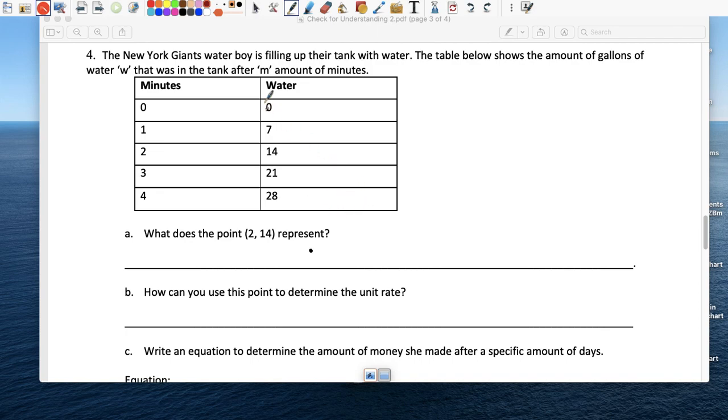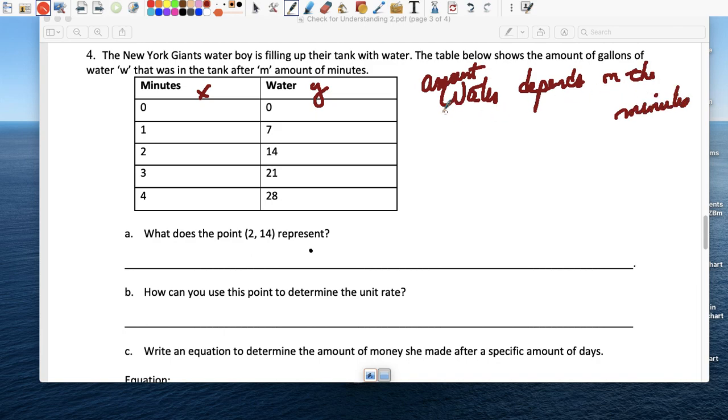The New York Giants water boy is filling up the tank. The table below shows the amount of water in the tank after a number of minutes. Okay, so that makes sense, right? So again, this is my x, this is my y. Because x came first and y came second, if you make that statement, the amount of water in the tank depends on the number of minutes.